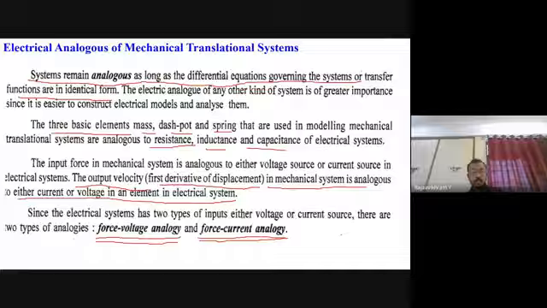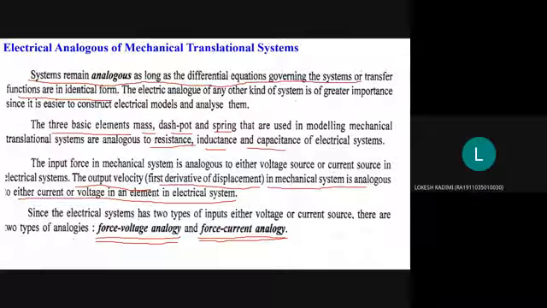And last one is, the overall electrical system is divided into two types: force voltage and force current analogy. Why? Because force can be represented in both the terms, force voltage as well as force current. That's why it is represented in force voltage and force current analogy. Shall I move to the next slide?